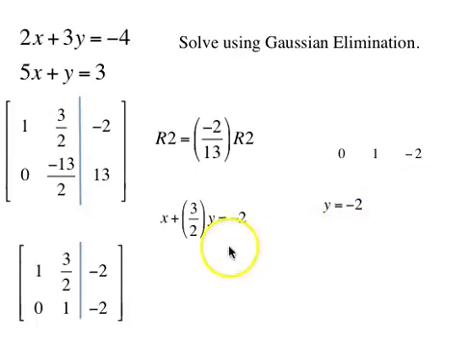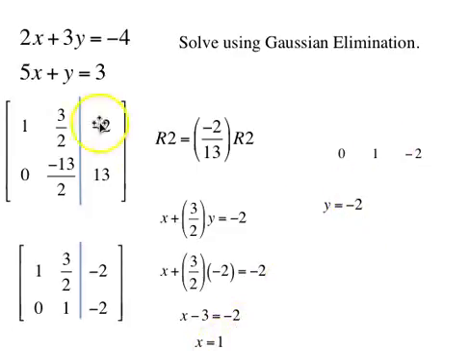So y is -2. I'm going to plug that y is -2 in here to solve for x. x plus 3/2 times -2 is -2. x minus 3 is -2. Add 3 to both sides, 3 minus 2. x is 1. So it appears as if my answer is x is 1, y is -2. Let's do a quick check. 2 times 1 is 2. 3 times -2 is -6. 2 minus 6 is -4. Check. 5 times 1 is 5. Plus -2 is 3. Check. So we feel pretty good about that. We'll write our solution set as the point (1, -2).